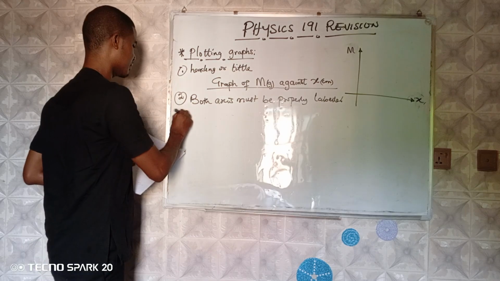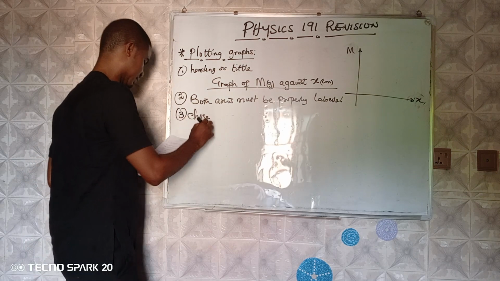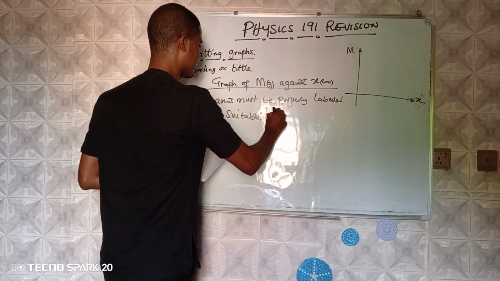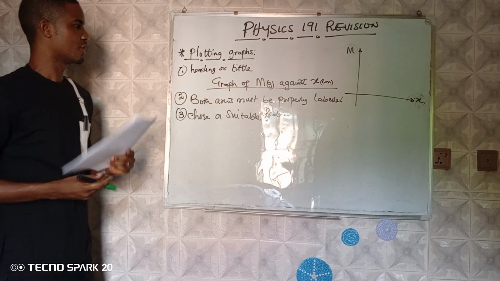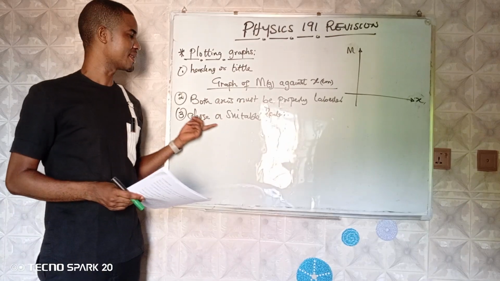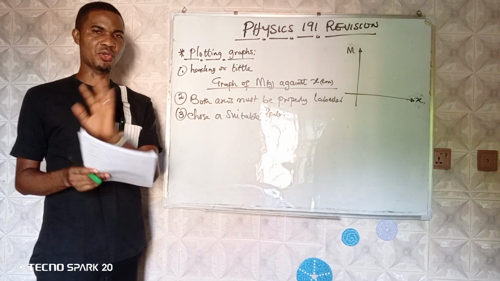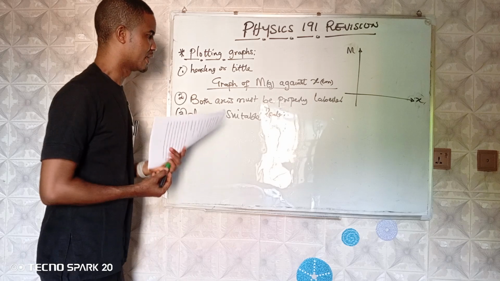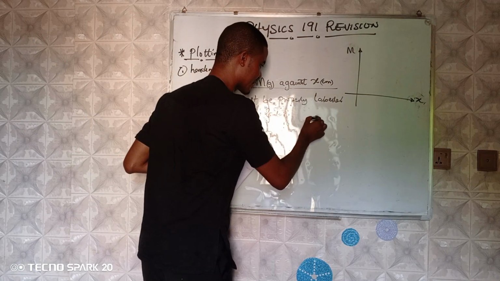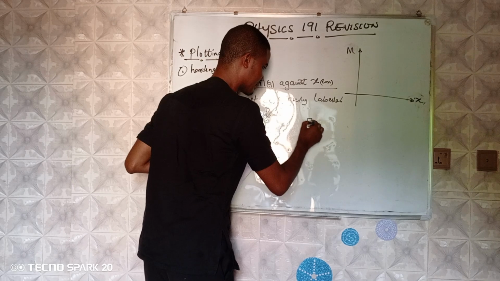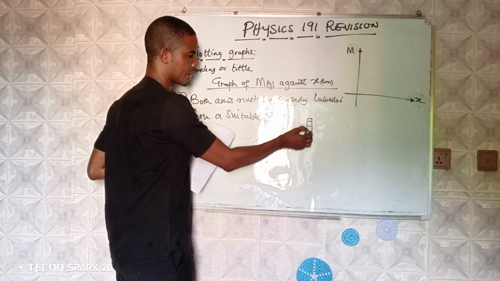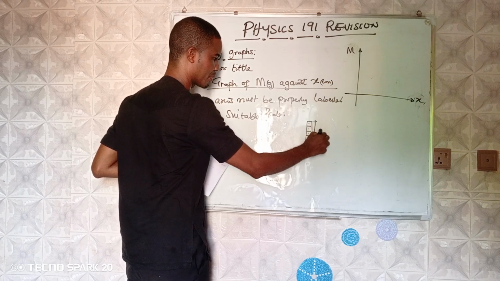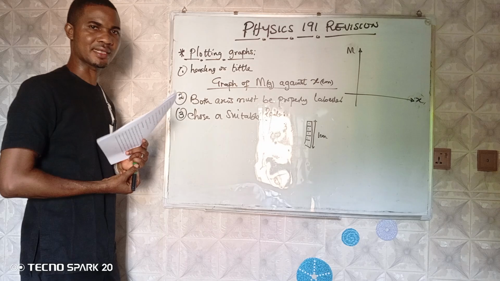Number three, choose a suitable scale. Now, you need to choose a very good scale. The scale is so important that it tells how big or small your graph might be. So you must choose a suitable scale. When choosing scale, if you count 1, 2, 3, 4, 5 small boxes on your graph sheet and measure it with a meter rule, you have it to be 1 centimeter. Do you understand that now?